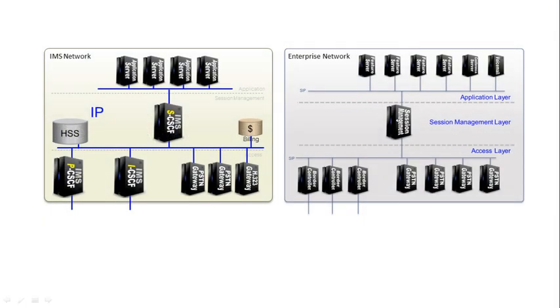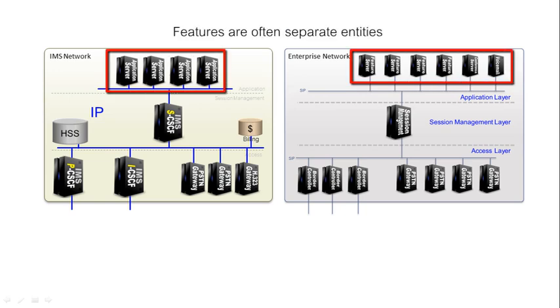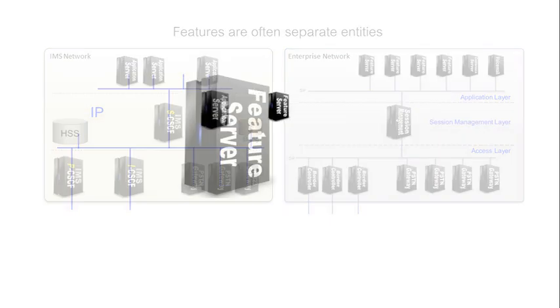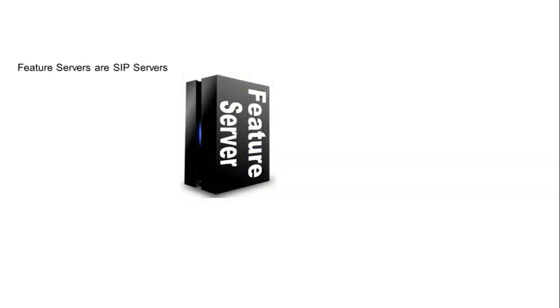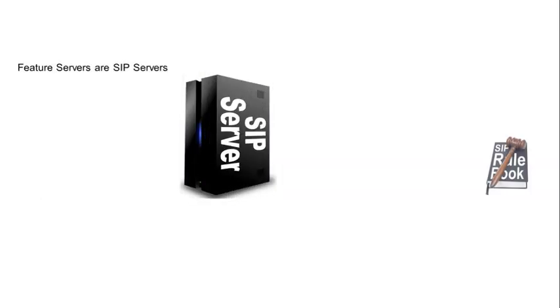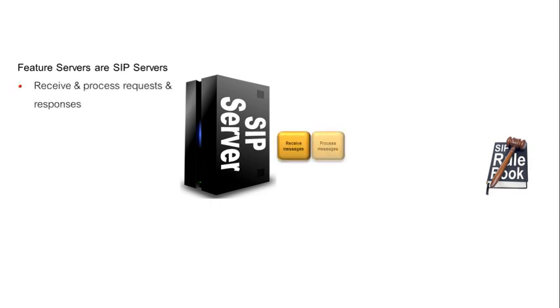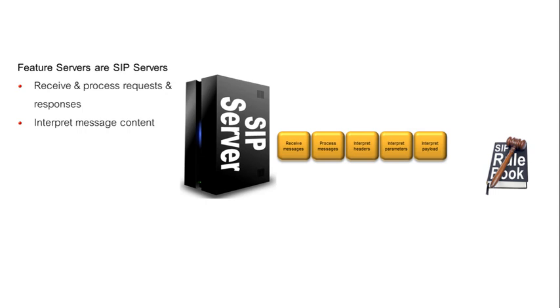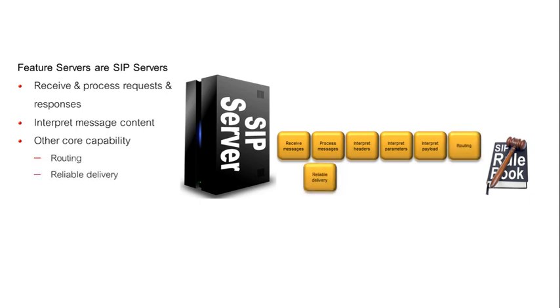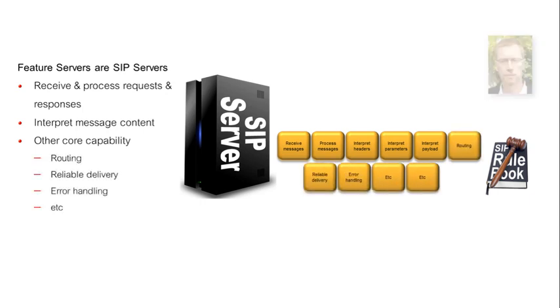We've seen over the past few lessons how features are often separated as entities in their own right. Now, feature servers are still SIP servers, understanding the rules of SIP, how to receive and process requests and responses, how to interpret SIP headers, parameters and payload, and how to do all the other core things SIP servers do, like routing, reliable delivery, error handling, and so on.